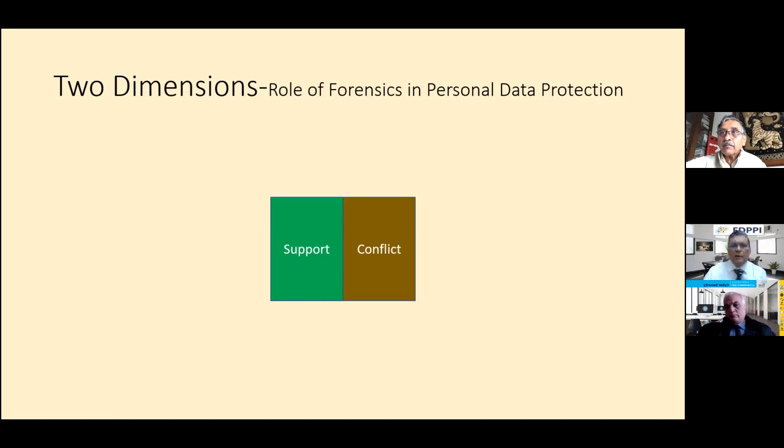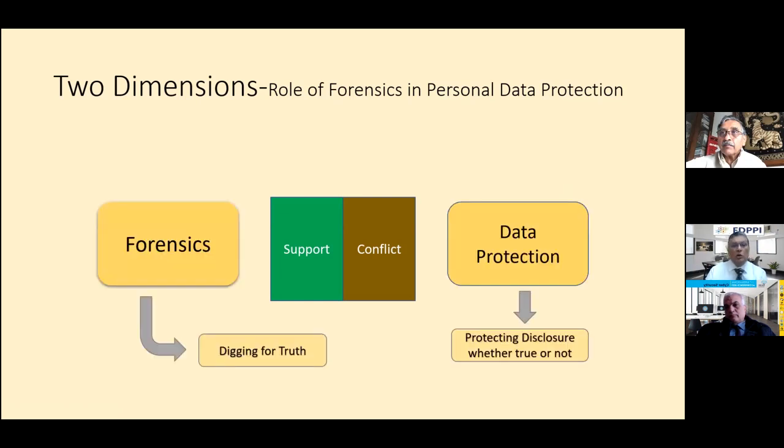Why do I say that forensics is both a support and has conflict? One is that forensics by nature is a science, and of course an art also, you can say, for digging for truth. We have a situation where some information has to be extracted from the systems, and that is where cyber forensics comes into being. On the other hand, if you look at personal data protection, the basic concept is protecting disclosure of information. When we are talking of protecting disclosure of information, we sometimes don't distinguish between whether it is true or false. Whatever is the information about a data principal, it is always his choice whether it should be disclosed or not.